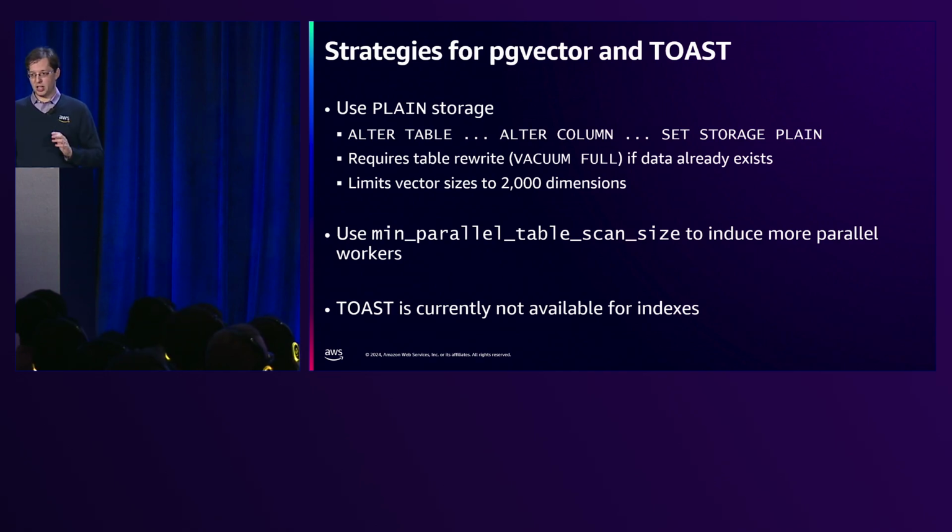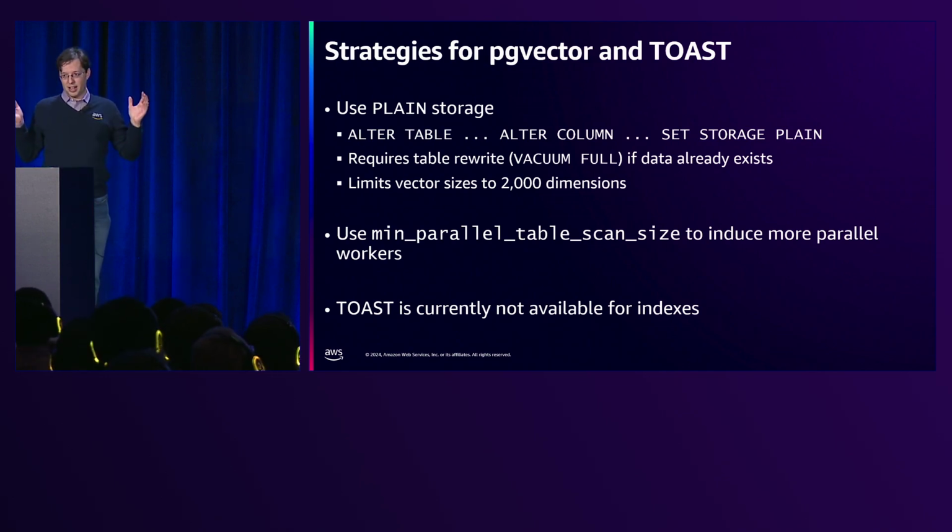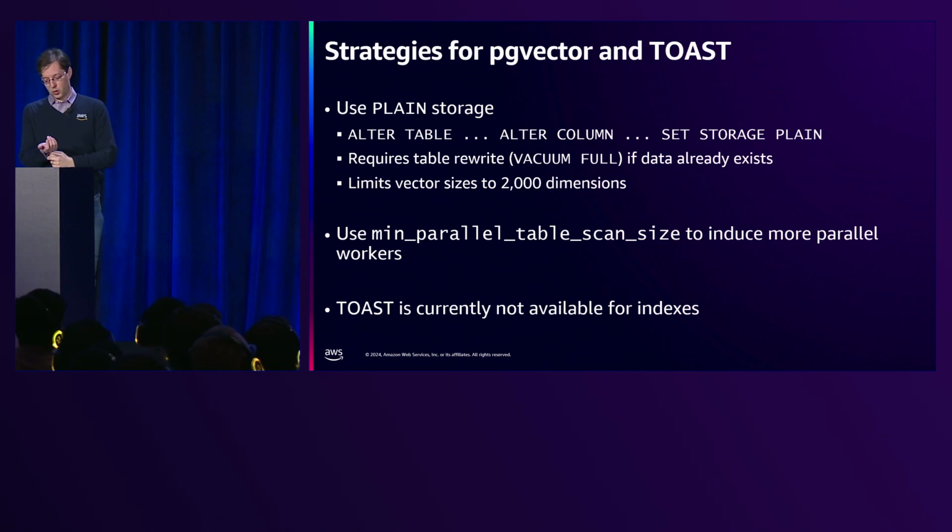So if you're just looking at storing data in general, here's the guidance: if your vectors could be on the hot path, you want to use storage plain. If it's not on the hot path, you can definitely use the others. And ultimately, TOAST is not going to be available for indexing.